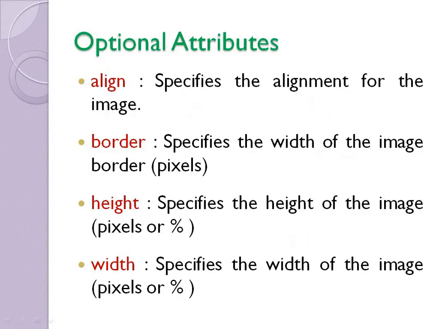Now the height attribute. The height attribute is there to specify the height of the image inserted on the HTML website, and we can give the height of the image in pixels and in percentage also. The same way we may give width also, and width is there to specify the width of the image in pixels or in percentage. See the example.